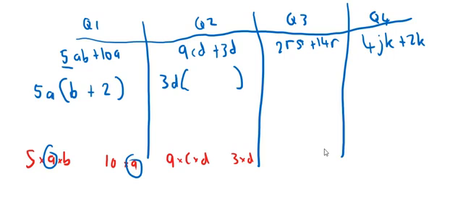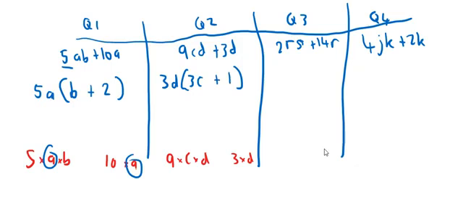Then what multiplied by 3d gives me 9cd? It has to be 3c. So that would give me 9cd. And what multiplied by 3d gives me 3d? It has to be 1. So 1 times 3d is 3d. So plus 1 there.